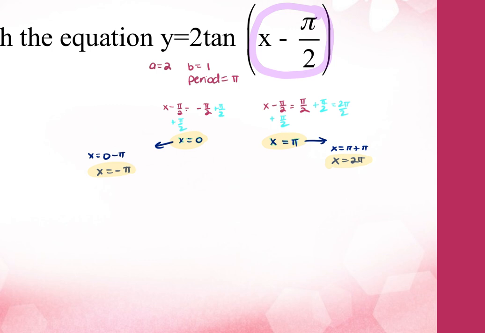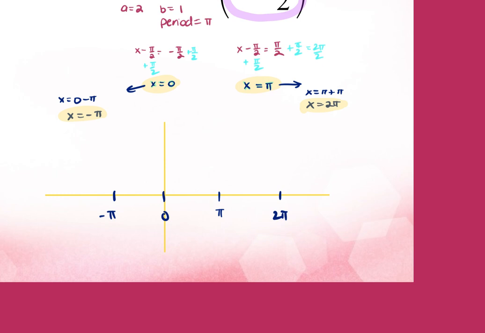All right, now I go to my axis. This time there's only one negative one, negative pi. Then there's 0, then there's pi, then there's 2 pi. And those are your asymptotes.